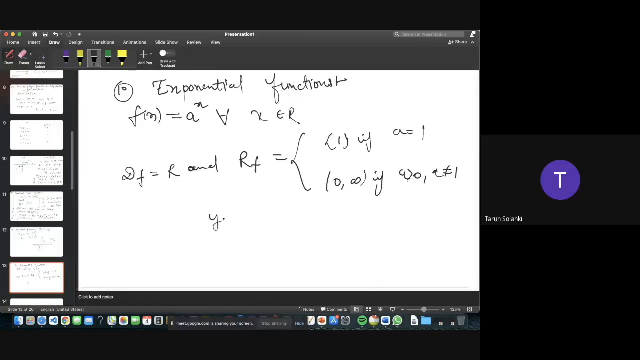So we can say y is equal to e to the power x. So f(x) is equal to e to the power x, and x belongs to R. This is called the natural exponential function, right? So the domain for this will be R, and the range will become 0 to infinity. Okay.